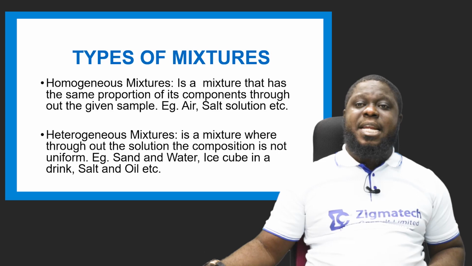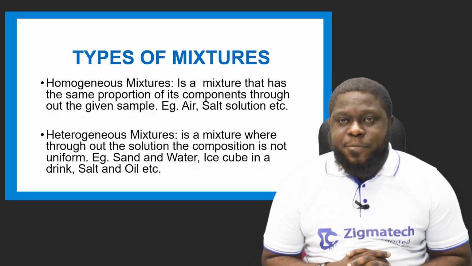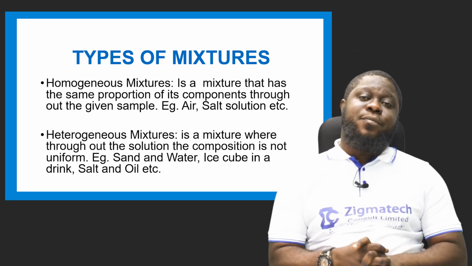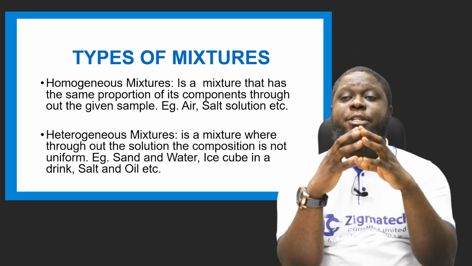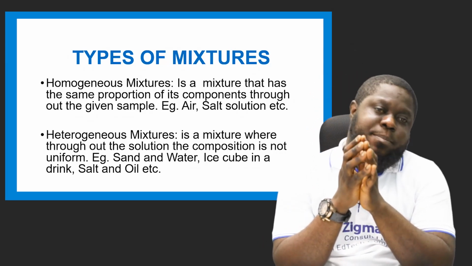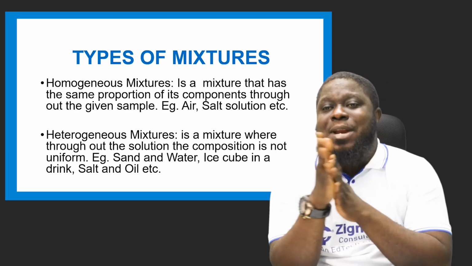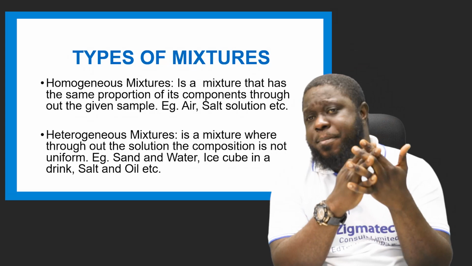Now, the next one is types of mixtures. So let's look at the types of mixtures. We have homogeneous mixtures and heterogeneous mixtures. A homogeneous mixture is a mixture that has the same proportion of its components throughout the given sample. Now, the given sample is the product. The given sample is the solution formed from the mixture.